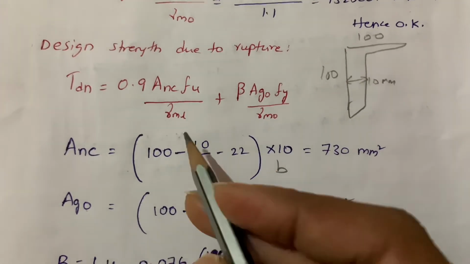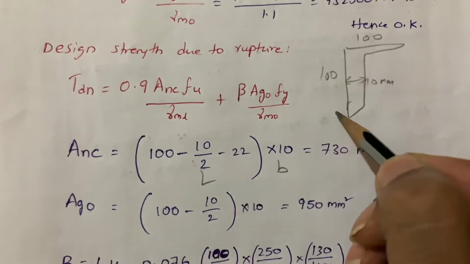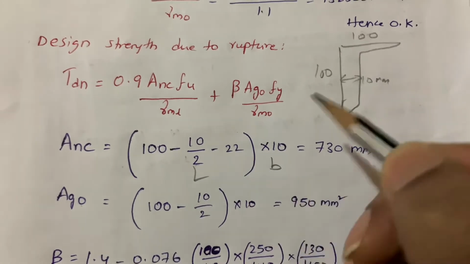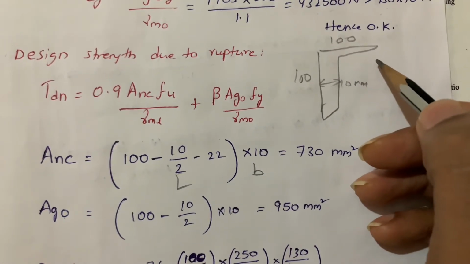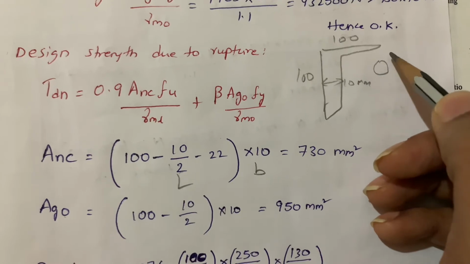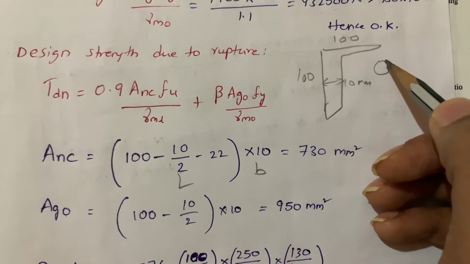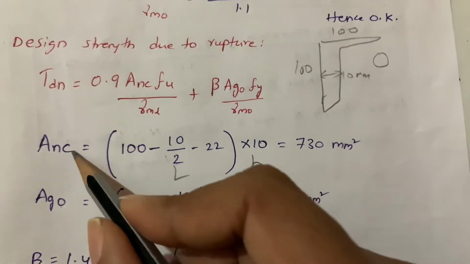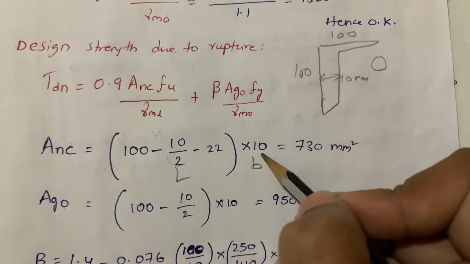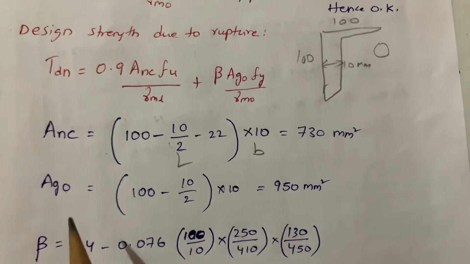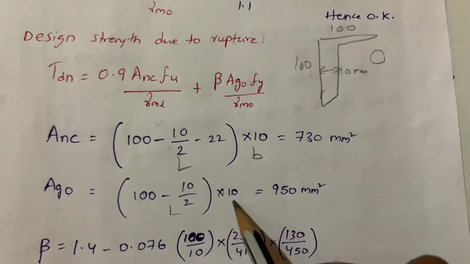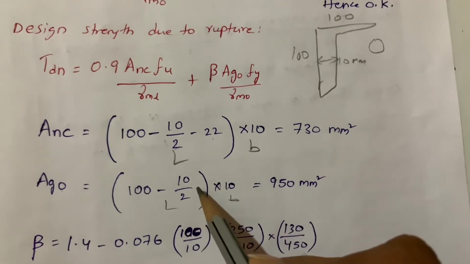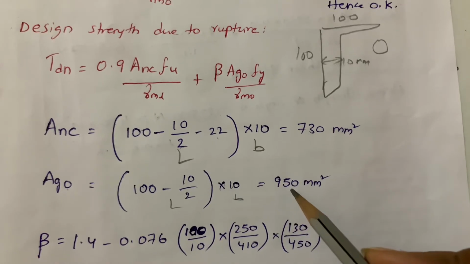So here how I deducted, I will tell you. The total length is 100 minus thickness 10 by 2 minus 22, the hole diameter. Bolt hole diameter: bolt is 20 mm. For hole we are adding 2 mm as per code specification, so 22 mm. So that's why I am deducting all those to find out the net area. And B is thickness. Okay, L into B. For the gross area, L into B is the same, but in the gross area we need to find the total area. That's why I am not deducting this bolt hole area. So I got 950 mm square.